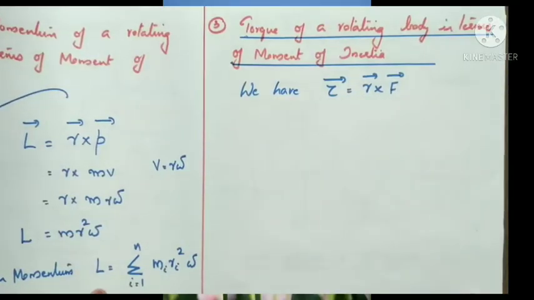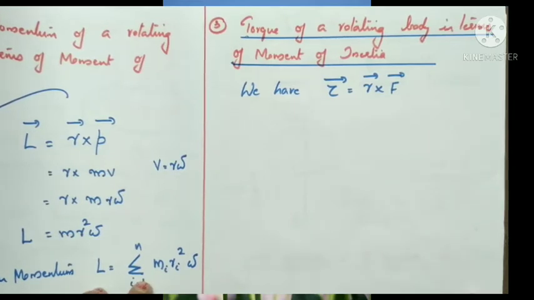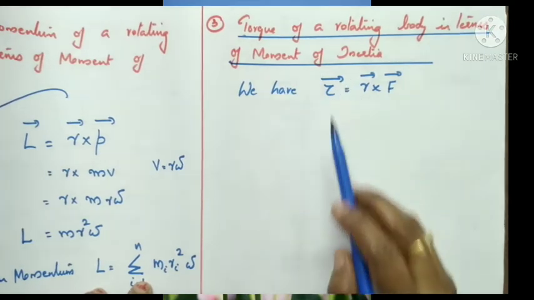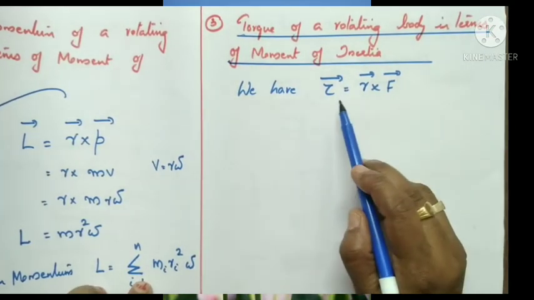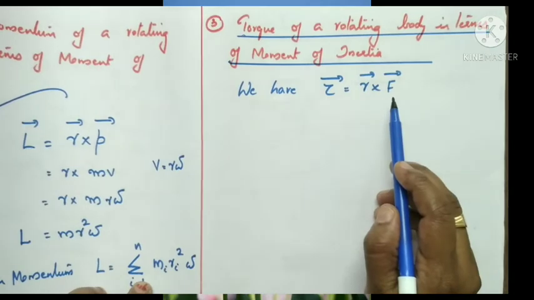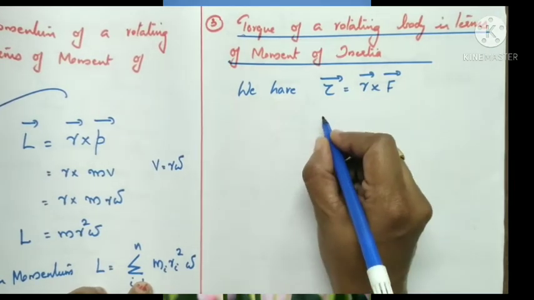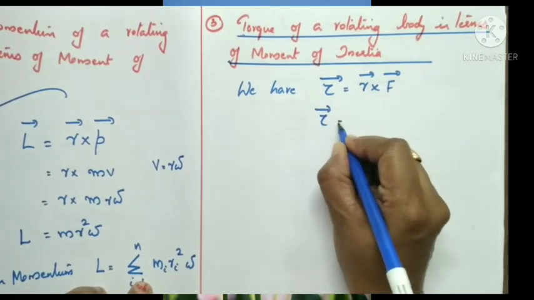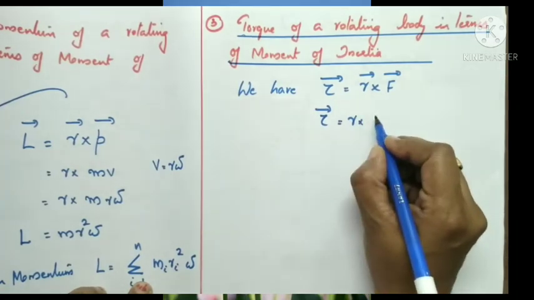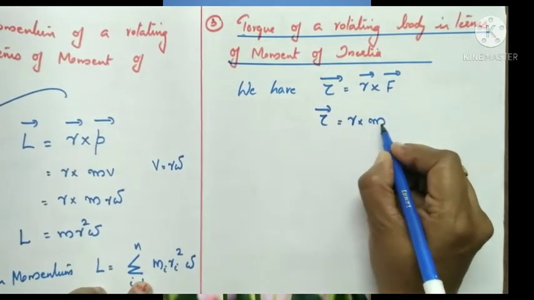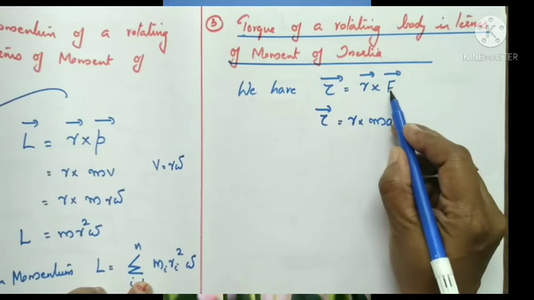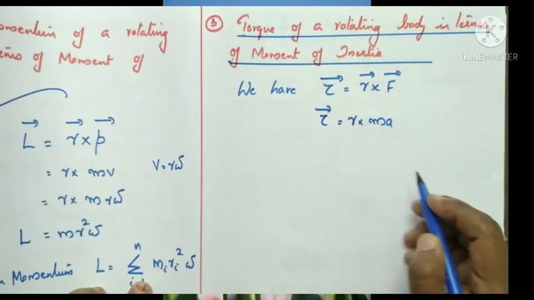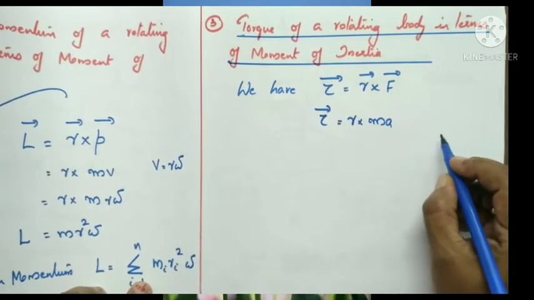The relation between torque of a rotating body and moment of inertia. We have torque tau equals r cross F. From Newton's law, F equals ma, isn't it? So tau equals r into ma. And what is this acceleration?